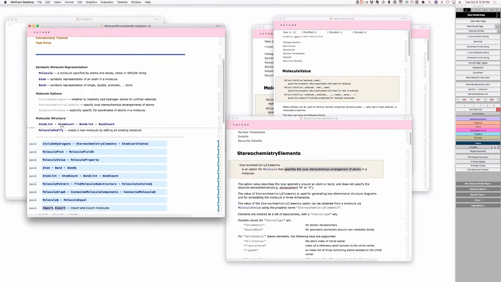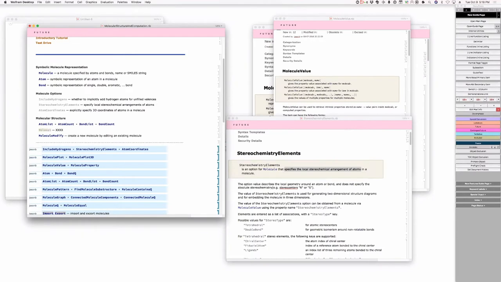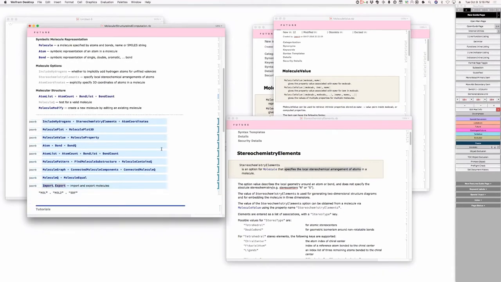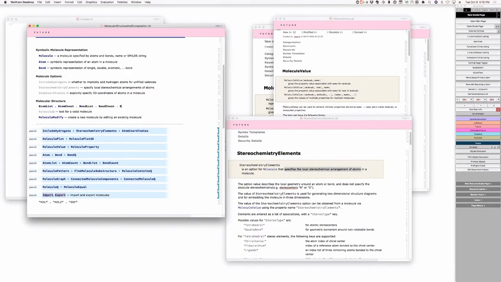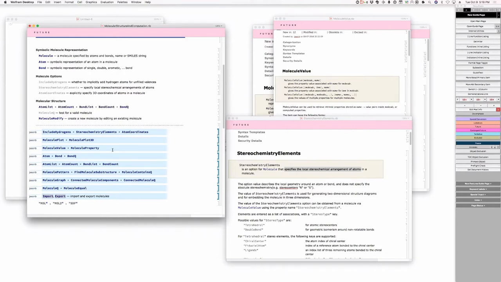So then we've got bond Q and molecule Q. Test for a valid molecule. And then I think we want bond Q. Is bond Q our only other one of these? Yes, so if we don't count molecule equal in this group. I don't think we should. Okay, but what about connected molecule Q and things? So those are, okay.